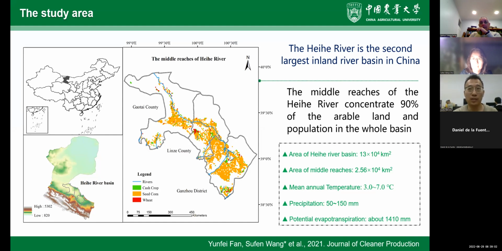The mean annual temperature is 3 to 7 degrees Celsius. The mean annual precipitation is 15 to 150 millimeters. The potential evapotranspiration is about 1,410 millimeters.